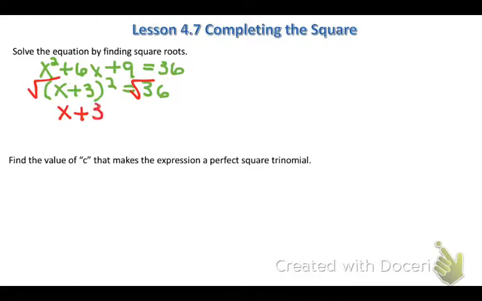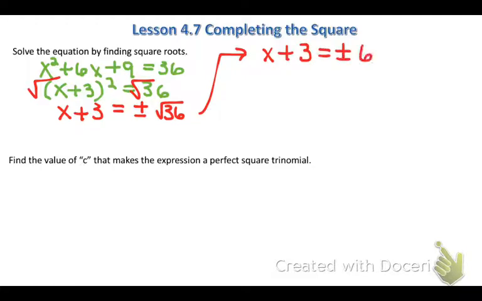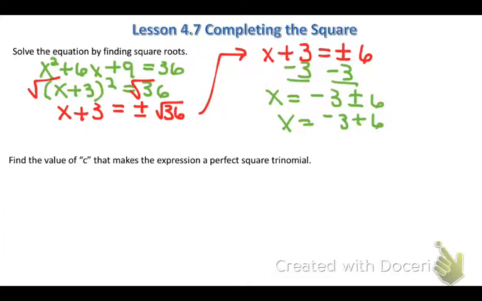X plus 3 equals plus or minus the square root of 36, which is really x plus 3 equals plus or minus 6. Now we'll solve for x by subtracting 3 from both sides. X equals negative 3 plus or minus 6. So x equals negative 3 plus 6, which equals 3. X equals negative 3 minus 6, which equals negative 9.